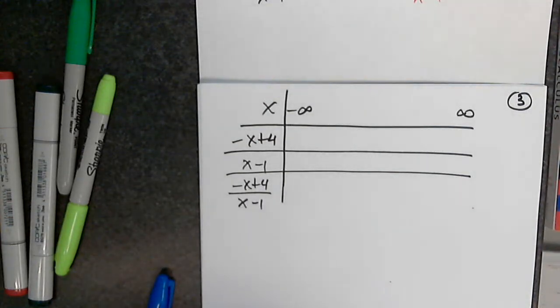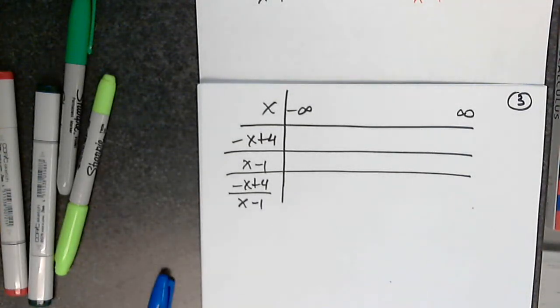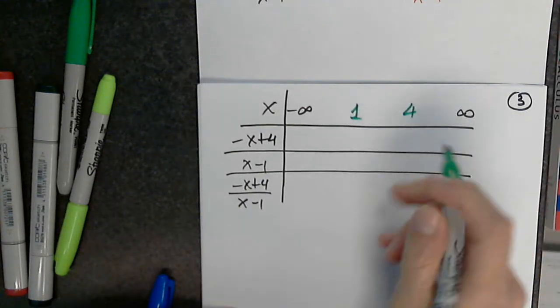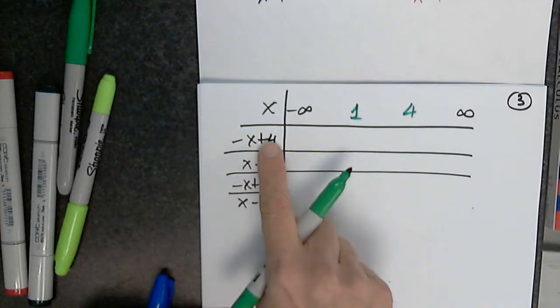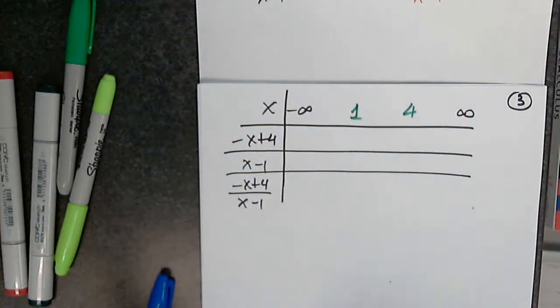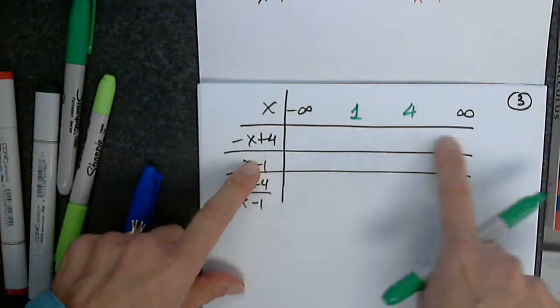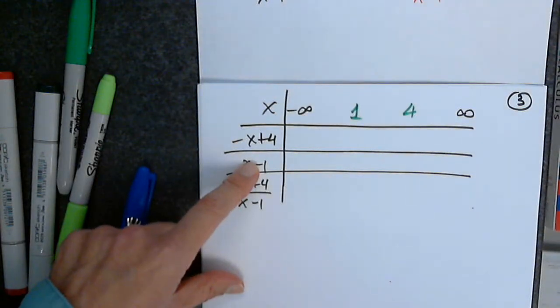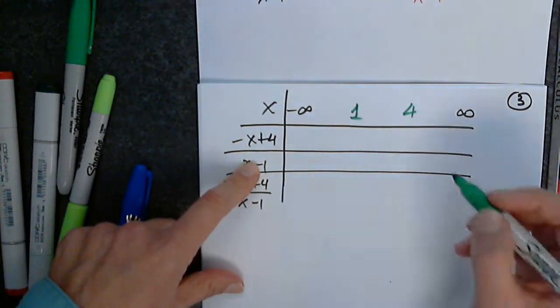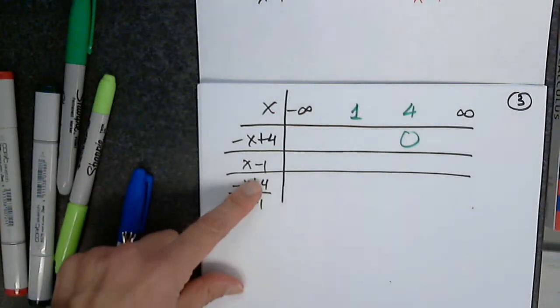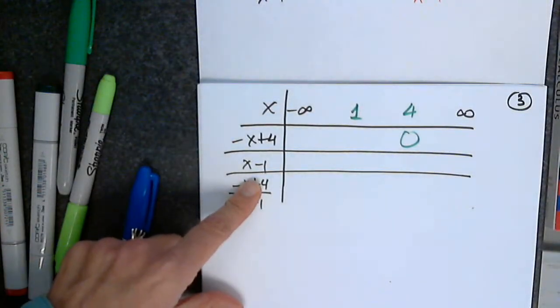Okay, 4 and 1. They have to be in ascending order. So from left to right, what do I put? 1 first and 4 second. So 1 from here, 4 from here. Good. I must have what in the row of negative x plus 4? Somewhere. Where? On the 4, of course. What happens in the row of x minus 1?